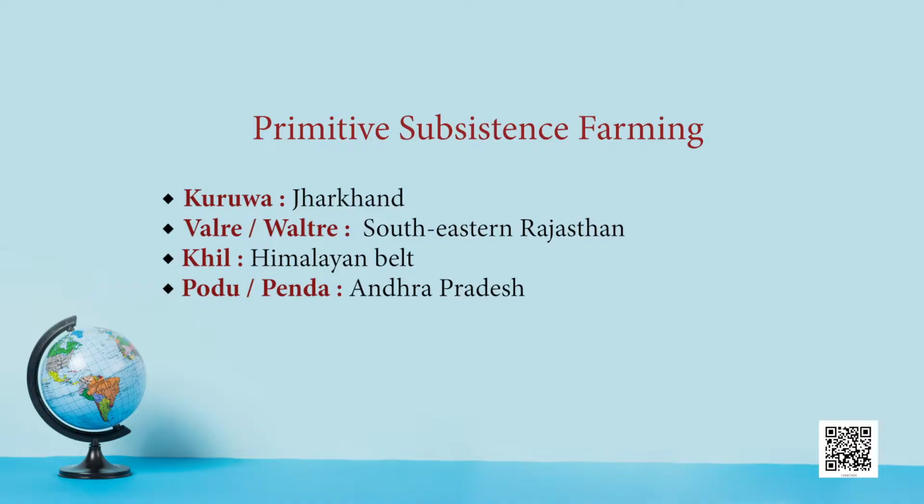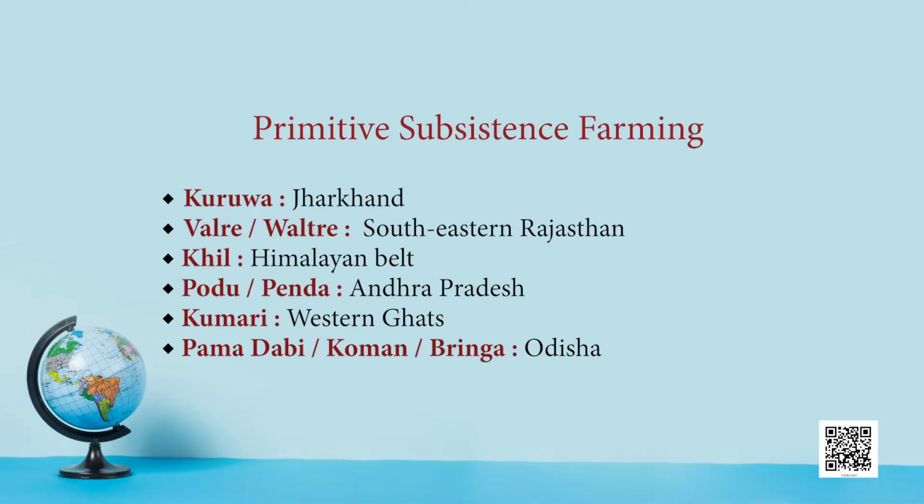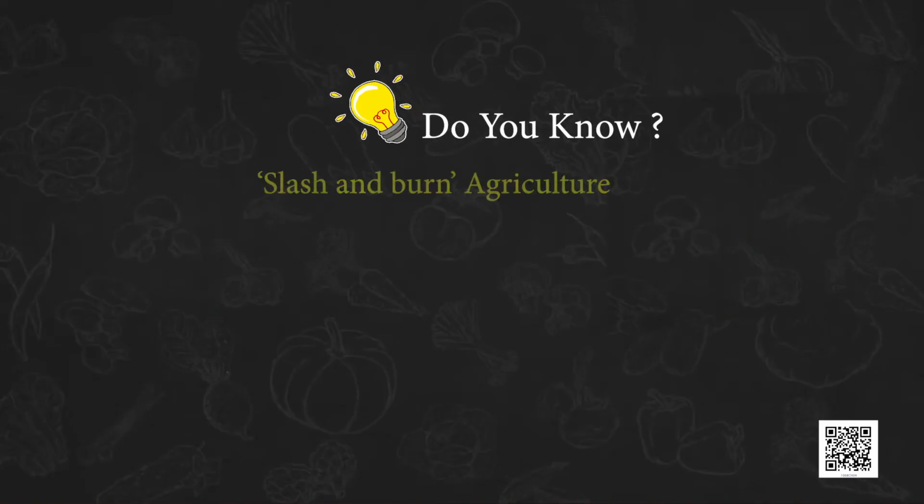It is also known as kurwa in Jharkhand, Waltre in southeastern Rajasthan and kheel in Himalayan belt. In Andhra Pradesh, it is known as podu or penda. The name by which it is known in Western Ghats is Kumari, while in Odisha, it is known as Pamadabi, Komam or Bringa. Do you know?